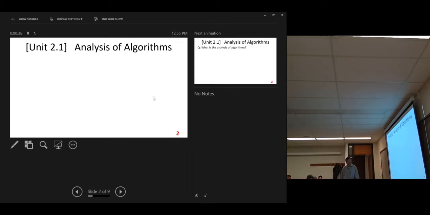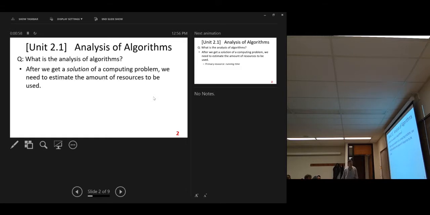The first unit, analysis of algorithms. The overview. So what is the analysis of algorithms? What are the main things we need to study here after we get a solution? We need to estimate the amount of resources to be used. Now, you want to evaluate if your algorithm is efficient or not. Otherwise, you don't know it.